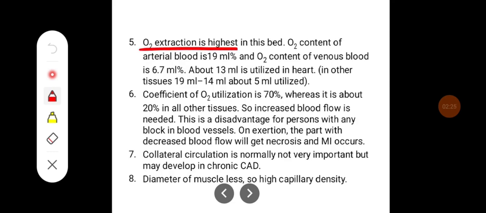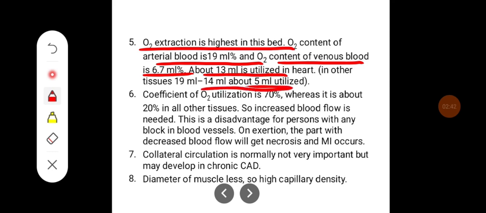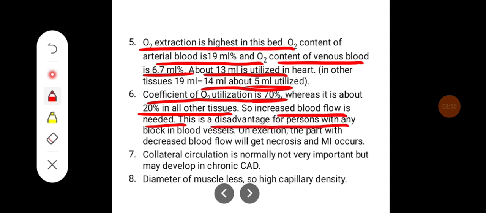And oxygen extraction is highest in this bed. The oxygen content of arterial blood is around 19 ml% and the oxygen content of venous blood is 6.7 ml%. About 13 ml is utilized in the heart, while in other tissues it is just around 5 ml. The coefficient of oxygen utilization is almost 70%, whereas it is about 20% in all other tissues. So increased blood flow is needed. This is a disadvantage for persons with any block in the blood vessels. On exertion, the part with decreased blood flow will undergo necrosis and MI occurs.